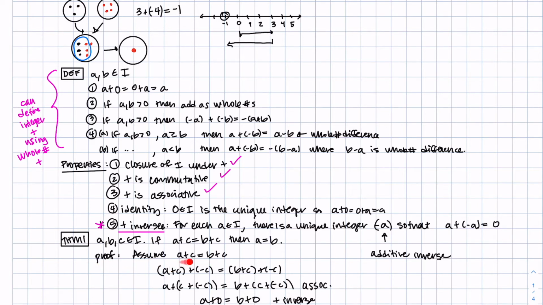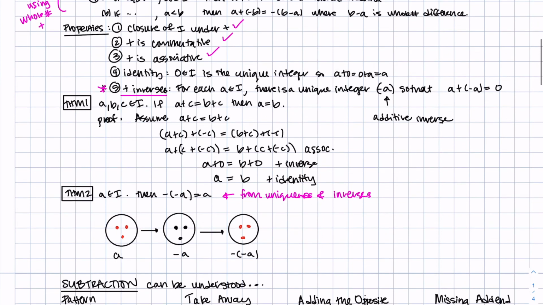It says, well, I'm assuming this thing that follows if. I'm assuming a plus c equals b plus c. And then what I do is I add negative c on both sides, which I can do because it doesn't change the value since I'm doing it to both sides of the equation. And then using just associativity and additive inverses, and the fact that 0 is the identity, I get that a equals b. So that's what allows me to solve these equations.